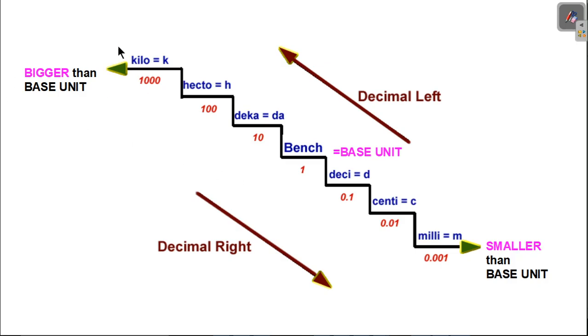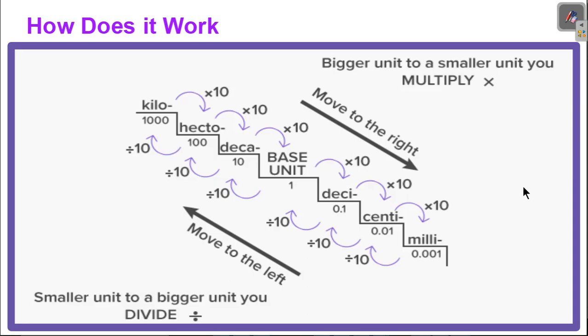For this slide, I just want you to notice that kilo is at the top of the ladder and milli is at the bottom of the ladder. These kinds of ladders always show the bigger units at the top and the smaller units at the bottom. Okay, how does it work? This is what I need you to know. I need you to be really, really good at manipulating between these units.